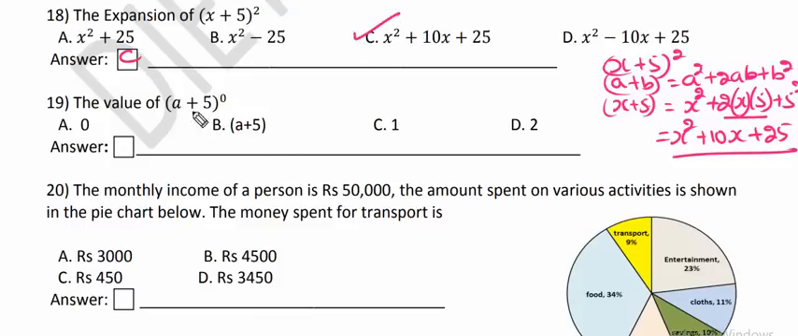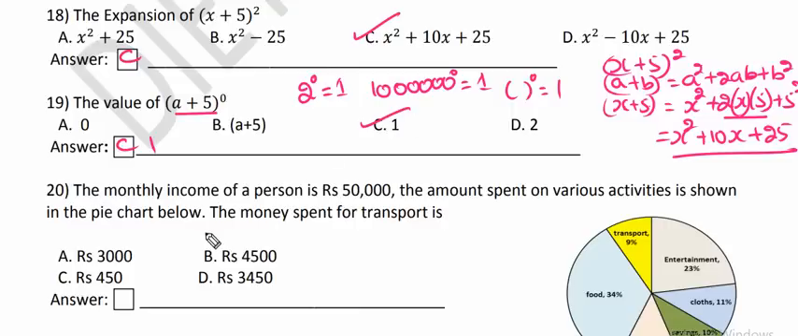Then the value of a plus 5 to the power of 0. I already told you in another video, if you write any number with power equal to 0, then it is equal to 1. You write any number, 1, 0, 0, 0, if you write the power as 0, that value becomes 1. So any number to the power of 0 is equal to 1. Here also the value of this one is 1. So therefore option C is the correct answer.